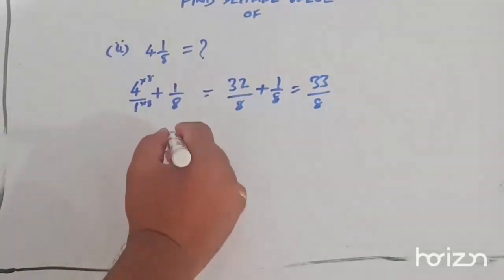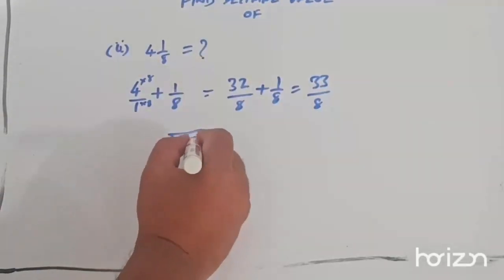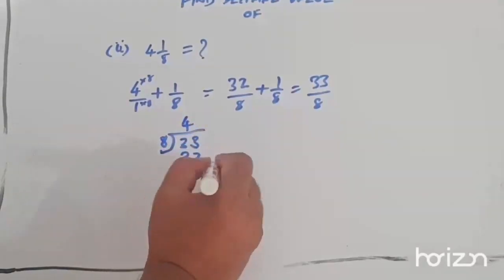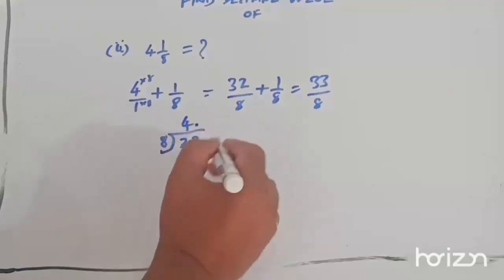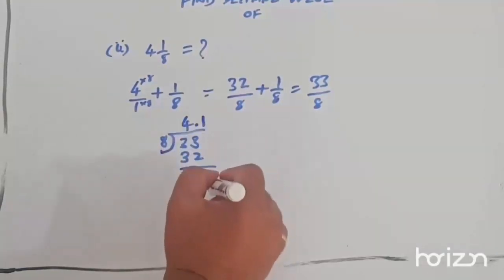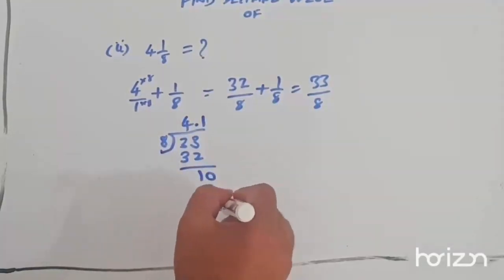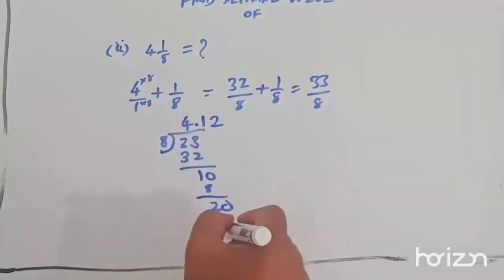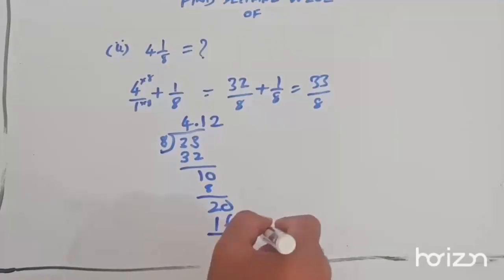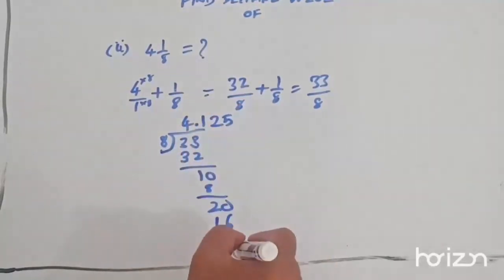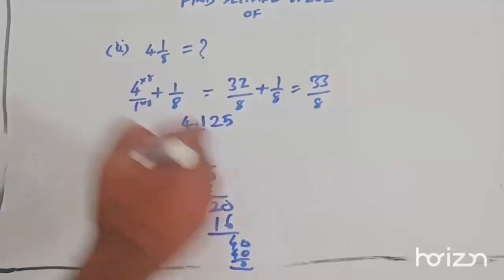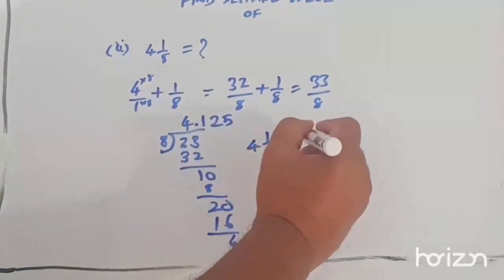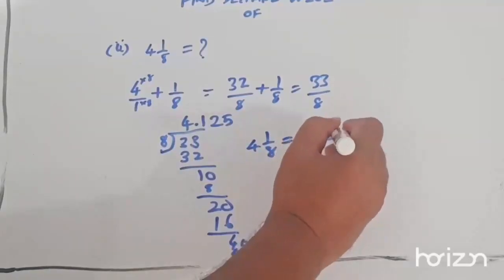We do a simple division of 33 by 8. 8 4s are 32, you get a 1, then you put a dot, then 8 1s are 8, you get 2 as the remainder, 20, and 8 2s are 16, then you get 4 as the remainder, 40, and 8 5s are 40. So you do a simple division like this, and using this we have converted 33 by 8, that is 4 1 by 8, to 4.125.